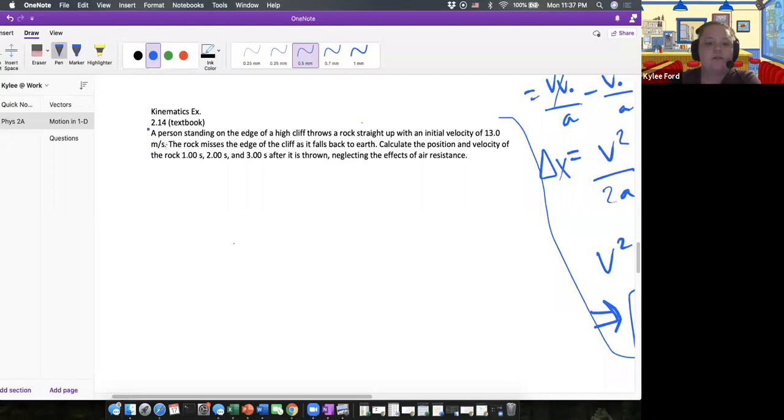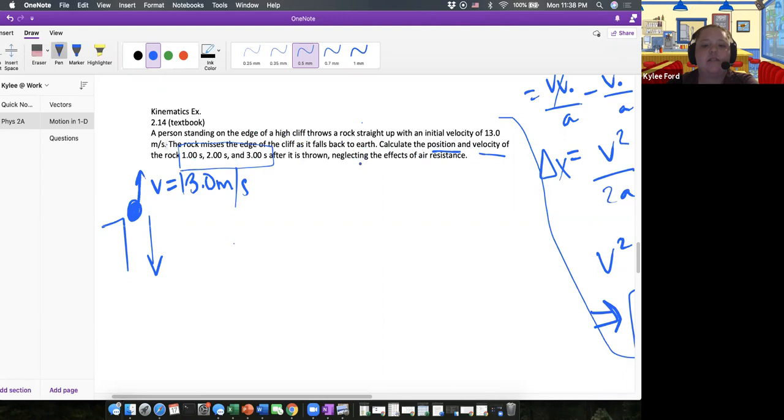Example 2.14. We have a person standing on the edge of a cliff who throws a rock straight up. I'm going to draw this as we go. The rock goes straight up with some velocity equal to 13.0 meters per second. The rock misses the edge of the cliff, so say this is the edge, and it falls back down to earth. We want to calculate the position and velocity at all 3 of these times.